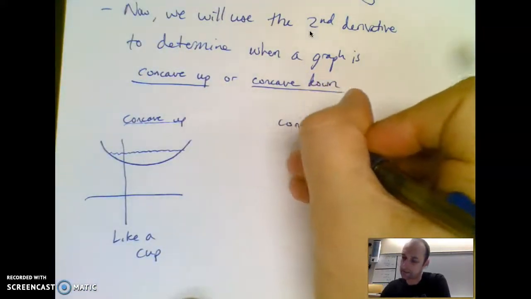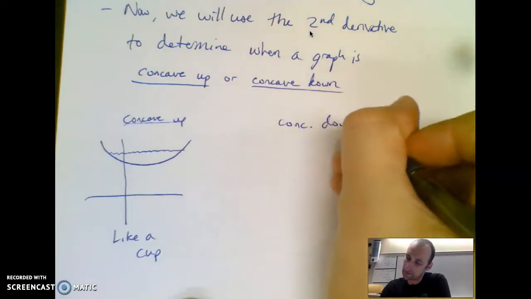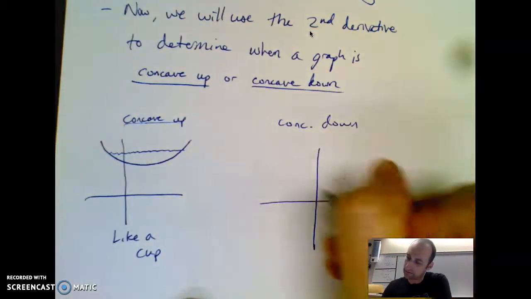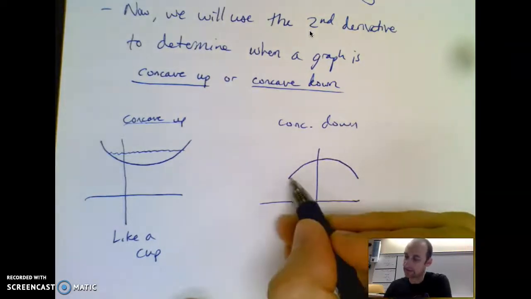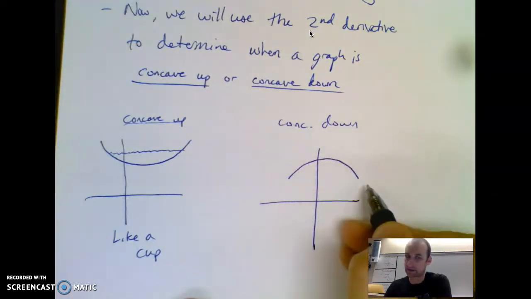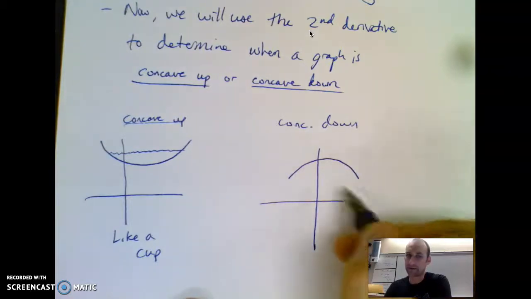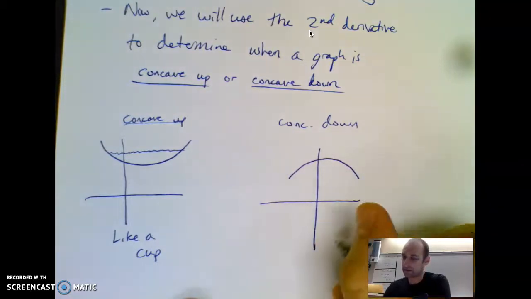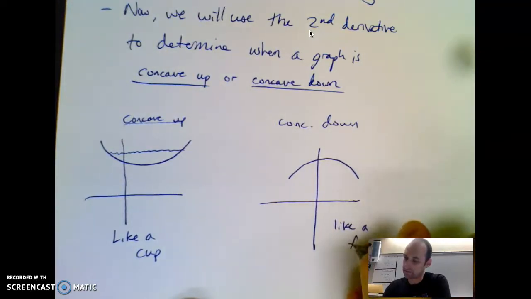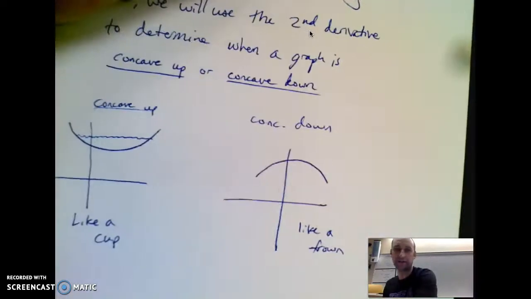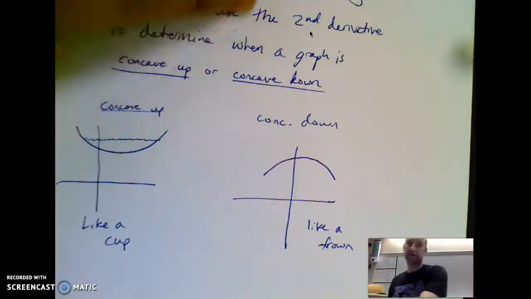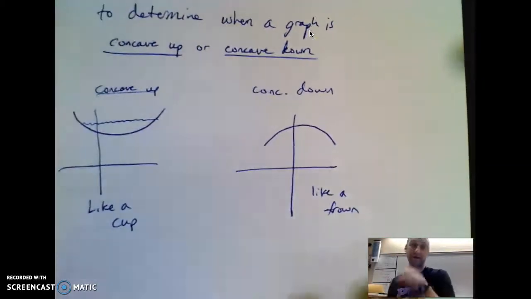But concave down would look something like this. It doesn't mean is the graph going up or down. See how it's going up here? It's going down there. So if it's like this, it's concave down like a frown. So up like a cup, down like a frown. That's pretty clever, isn't it? So anyway, that's what it looks like.